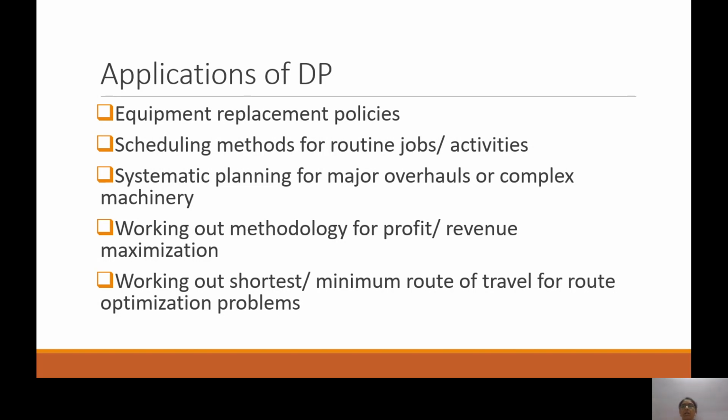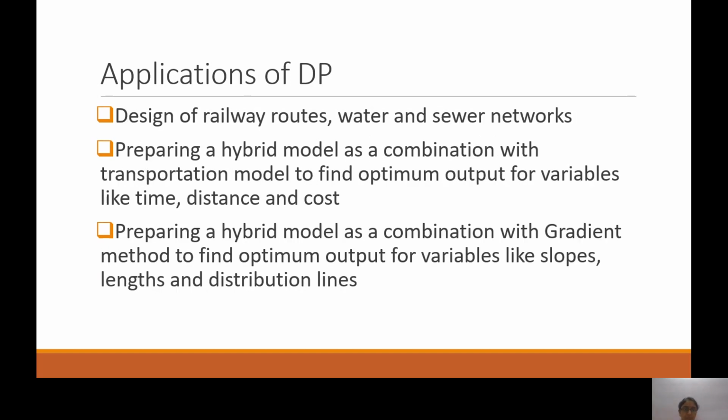This is quite similar to the critical path method that we have seen in the project planning. Then design of railway routes, yes, shortest route, design of water distribution networks, design of sewer networks, all this has direct applications of dynamic programming. Then preparing a hybrid model as a combination with the transportation model, which you have already learned, to find optimum output of variables like time, distance, and cost. Most important three variables which we have already seen throughout the types that we have covered are time, distance, and cost. Okay, most valuable variables we can see.